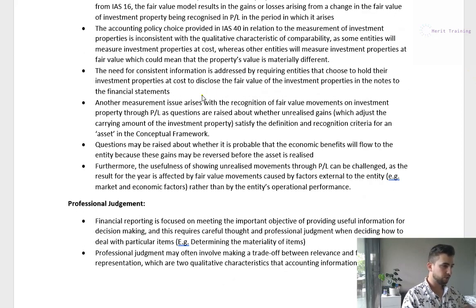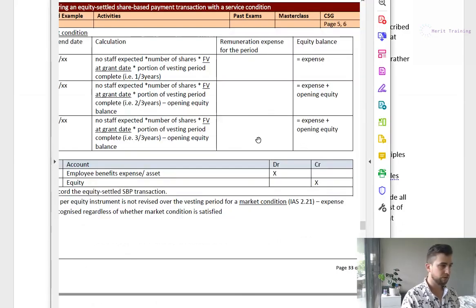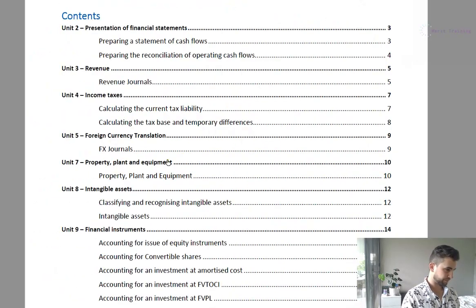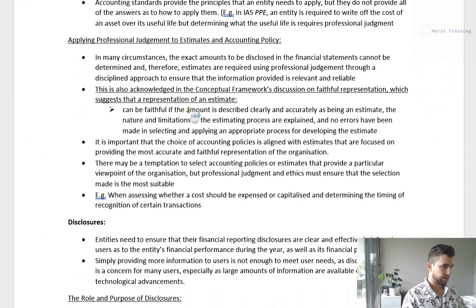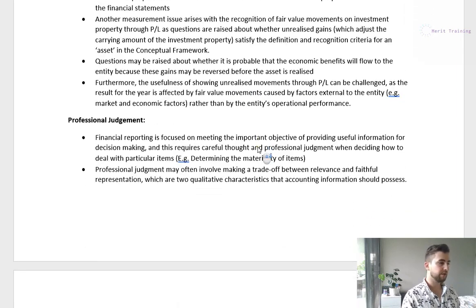Okay, so basically for all of these, you can see the journals back in the same template as well. So similar approach, just go back to the main screen and then find the relevant topic in here. The journals will all be there. Because this requires professional judgment, the next subtopic within the notes is around professional judgment.